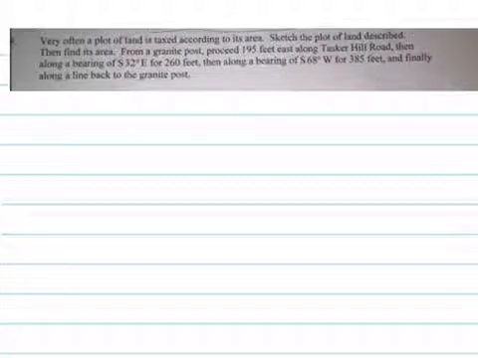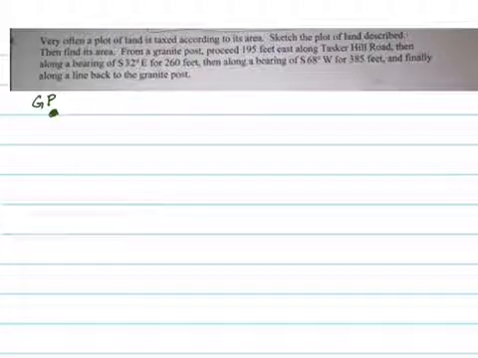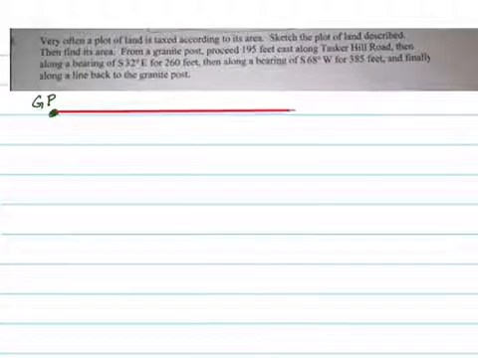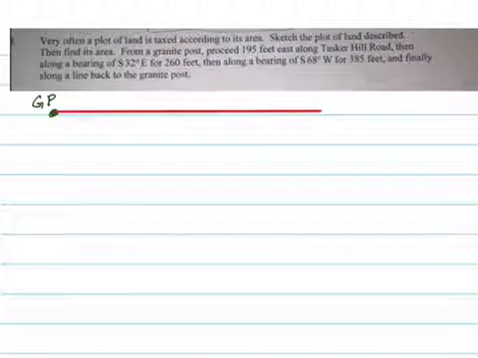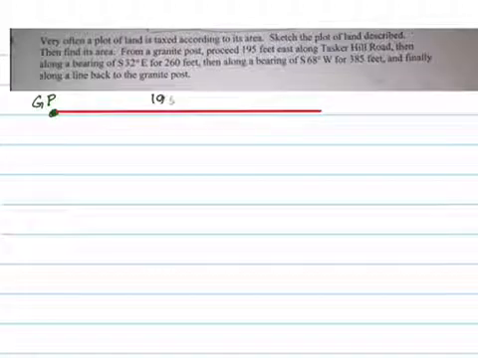So, where are we going to put our post? I'll just put it right here, in the upper left corner. Okay, here's my post. That's the granite post. It says proceed 195 east along Tasker Road. So I'm going 195 east. So that's 195 feet.